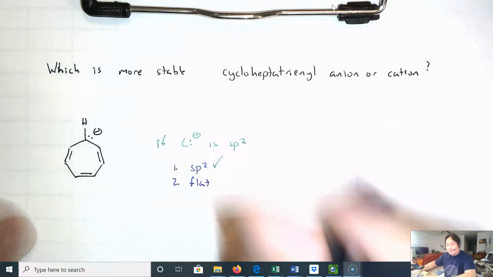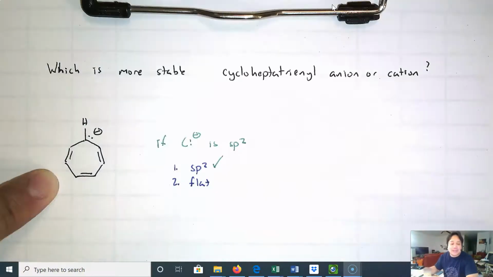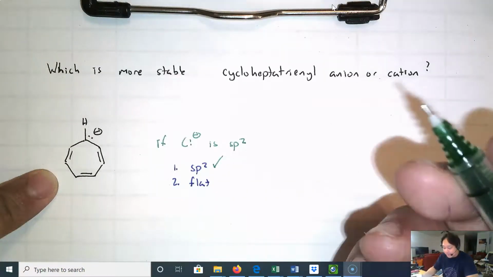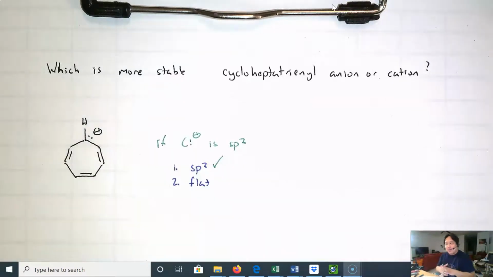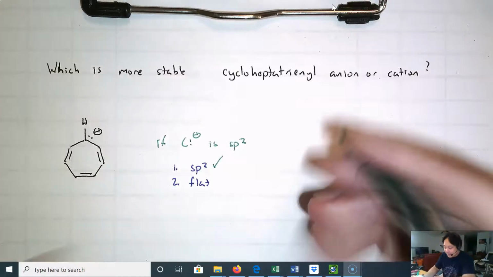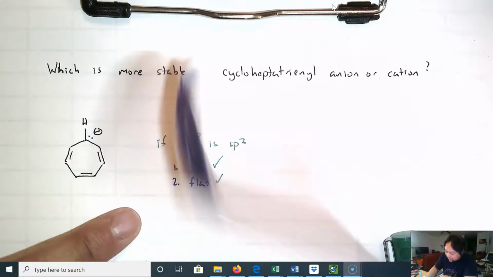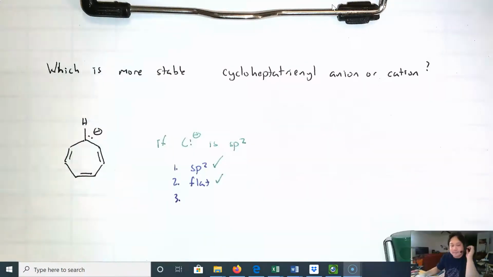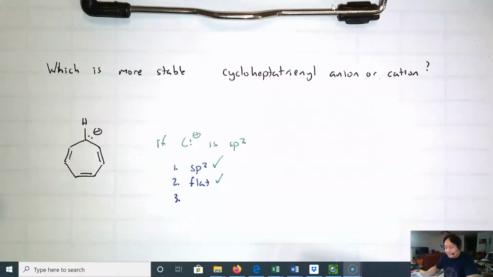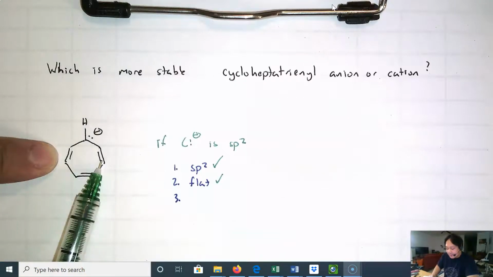I'm not saying that the molecule is flat. What I am saying is the molecule can be flat, because I'm going to try to see if this molecule can in any way be aromatic. So yes, it can be flat. What about the pi electrons? I definitely see 6 pi electrons, 2, 4, 6.